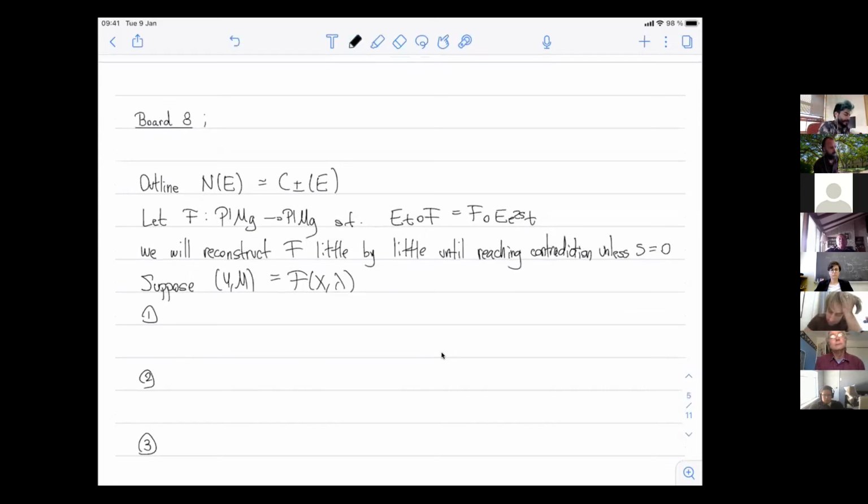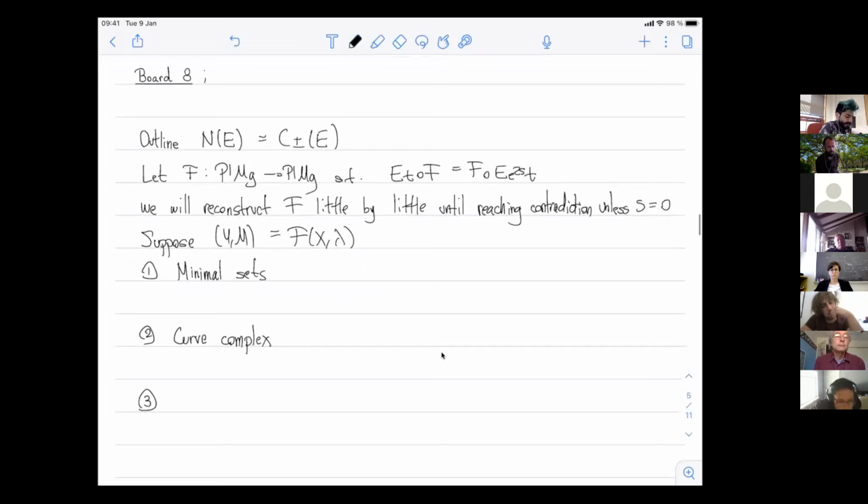So the first thing that we want to look at is the minimal sets of the flow. And I'm going to tell you what these are and how we classify them. We're also going to use the curve complex to leverage a bit more information than what minimal sets give us. And then at the last stage, we're going to want to get very fine with our information. And for that, we're going to look at periods of orbits. Those are the 3 things that we're going to do.